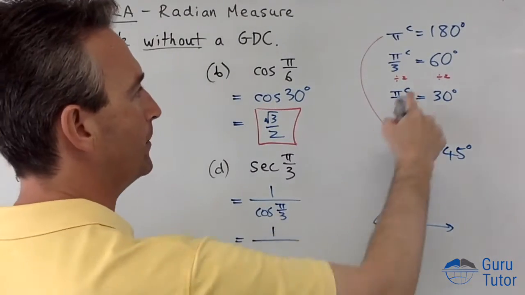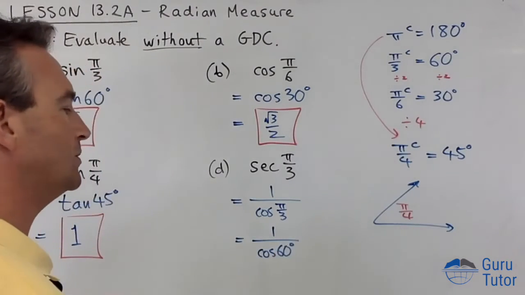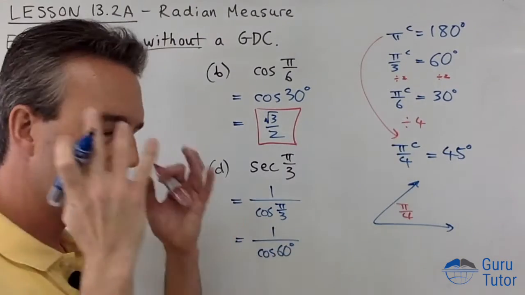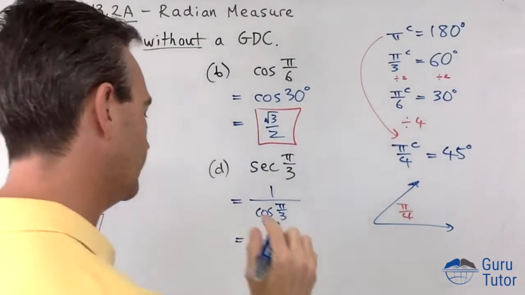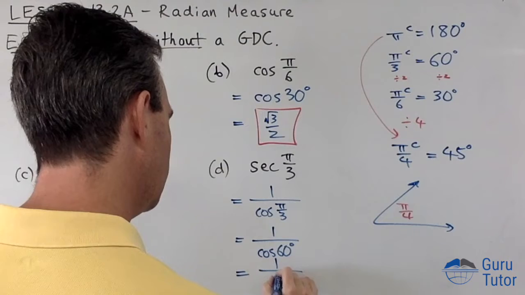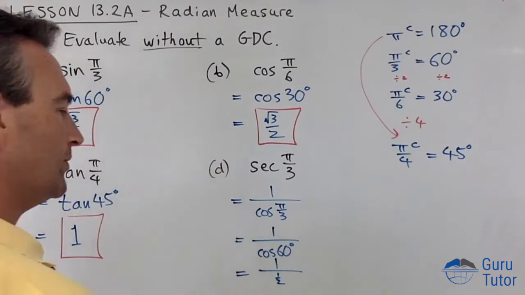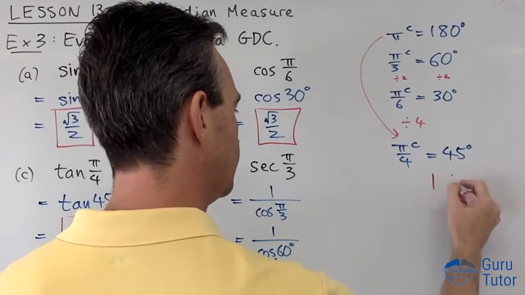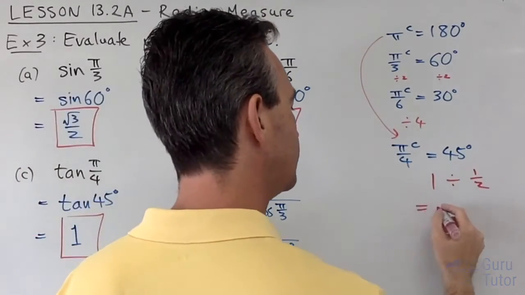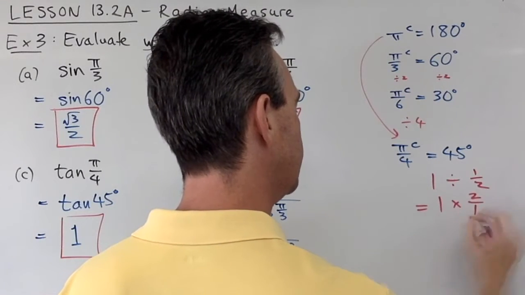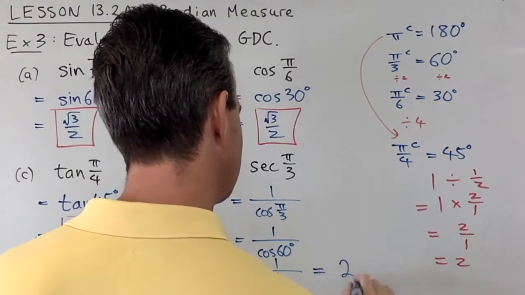Cos pi over 3, pi over 3 is 60. So this is the same as 1 over cos 60 degrees. Now what was cos 60? Cos 30 is root 3 over 2. Cos 60 is 1/2. So this is 1 over 1/2. How do you do that without a calculator? Well, think of it this way. This is 1 divided by 1/2. Oh yeah, that's right. It's just 1 times, and then you turn it upside down. 2 over 1, which is 2. Okay, so this is 2.